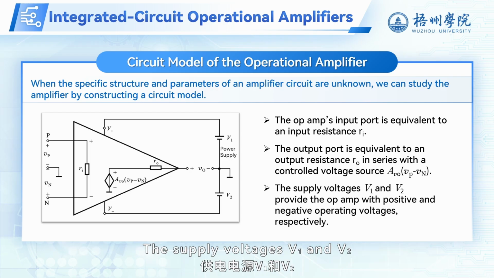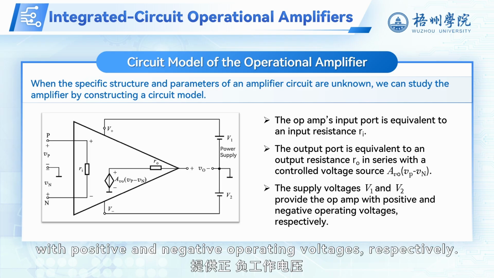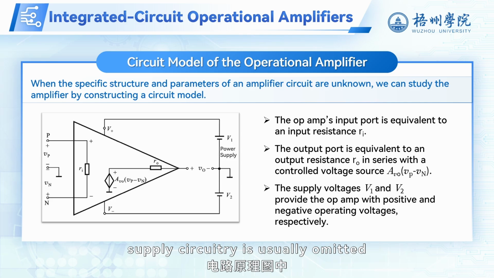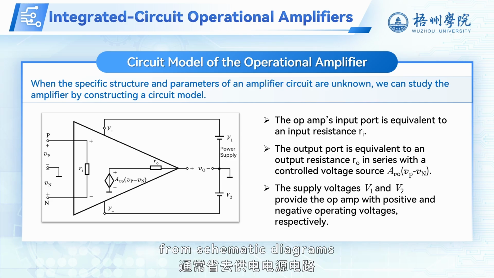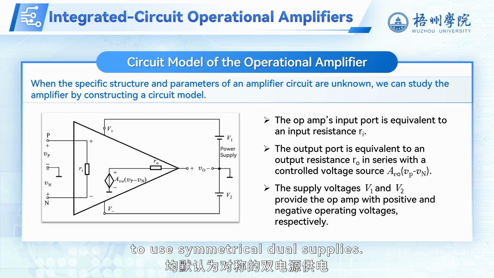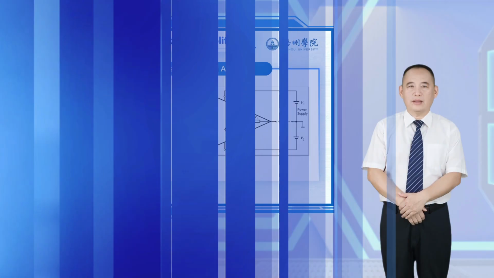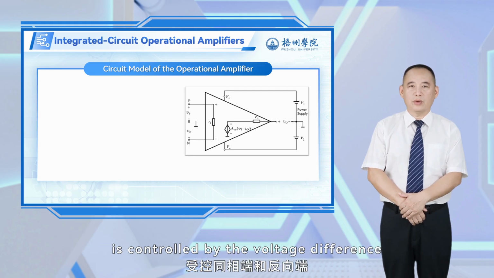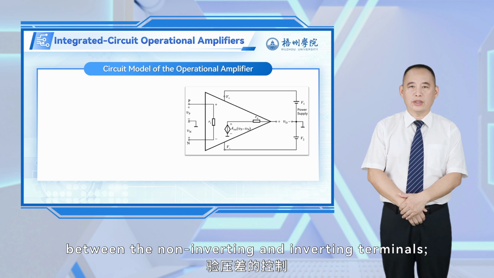The supply voltages V1 and V2 provide the op-amp with positive and negative operating voltages, respectively. Power supplies are essential for an op-amp to operate. For simplicity, supply circuitry is usually omitted from schematic diagrams and drawn only when necessary. Unless otherwise specified, all op-amp circuits herein are assumed to use symmetrical dual supplies. The controlled voltage source A_VO times (V_P minus V_N) is controlled by the voltage difference between the non-inverting and inverting terminals.